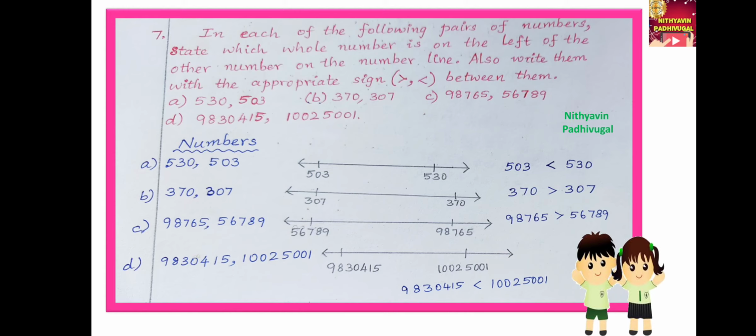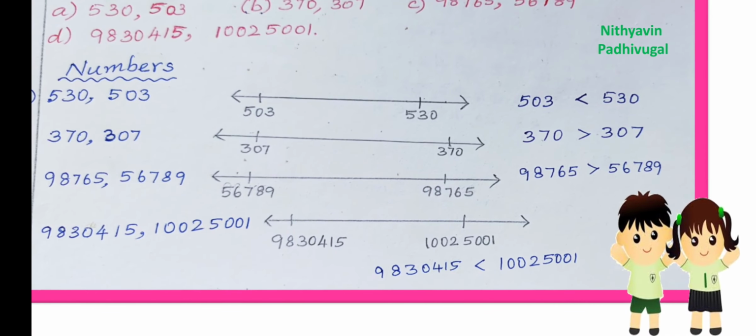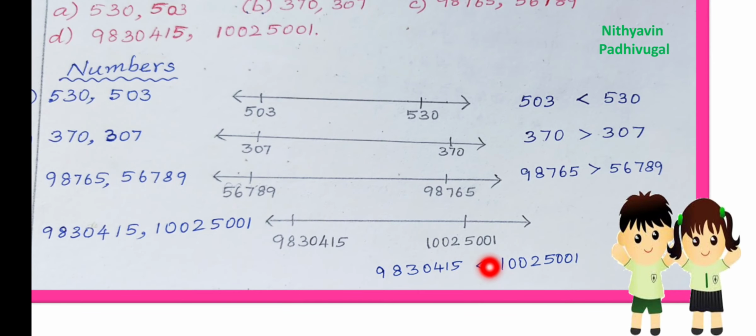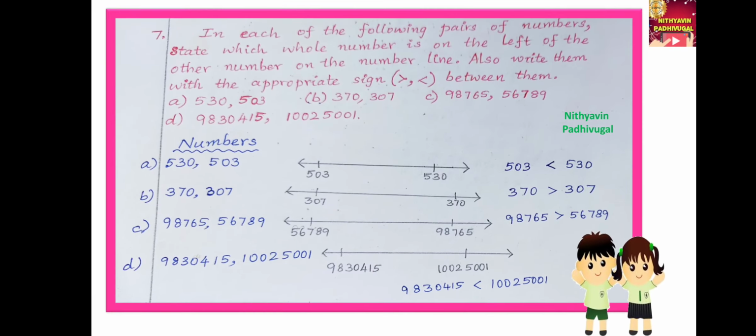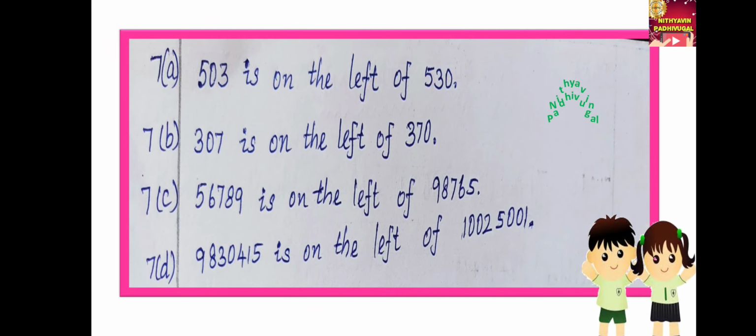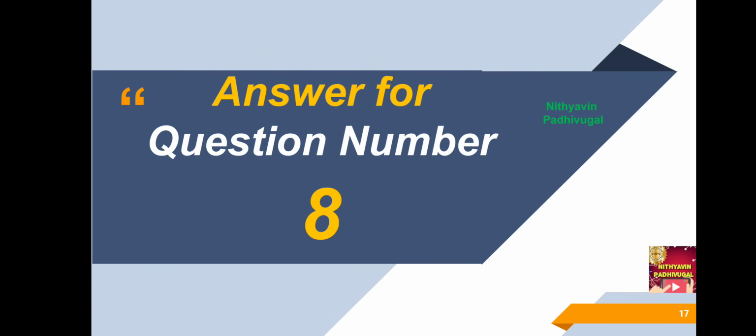Okay, so 98,30,415 is less than 1,25,001. And so 98,30,415 is on the left of 1,25,001 on the number line. Okay, over. Next question, number 8.